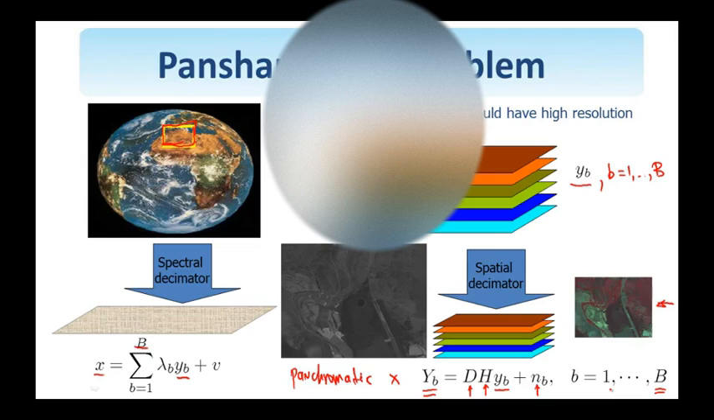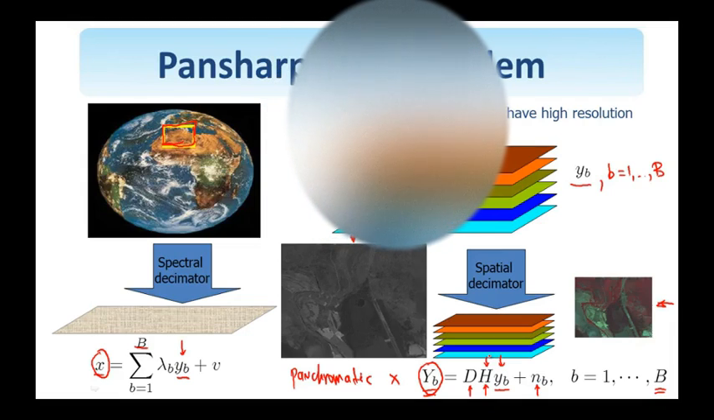So the pansharpening problem is to work with the available data, which are the low-res multispectral images and the panchromatic image, and obtain an estimate of the high-res multispectral images. If H is known, it is a non-blind problem. If, however, H needs to be estimated, it becomes a blind pansharpening, or as we saw, a super resolution problem.